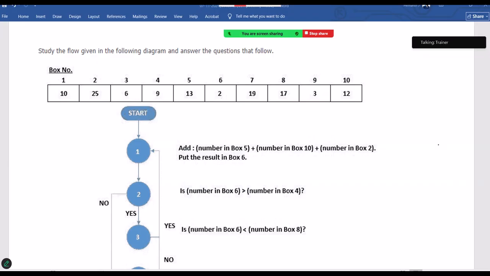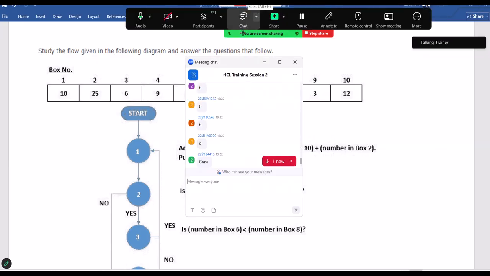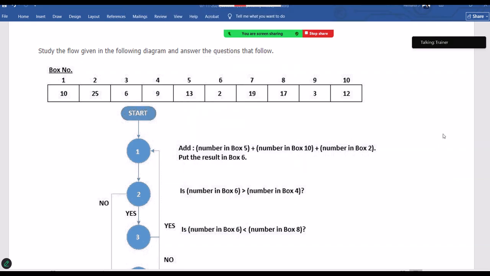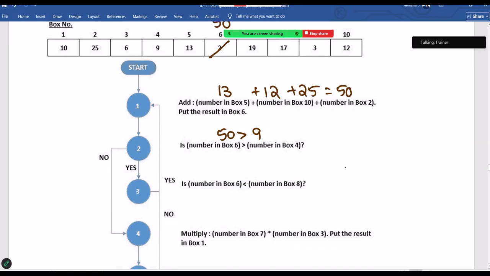Here, in the question, all box numbers are mentioned. First read the first line. Number in box 5 is 13. Number in box 10 is 12. Number in box 2 is 25. Add all these, the result is 50. It should be put in box 6. Box 6 is nothing but 50. Next, is 50 greater than 9? Because the number in box 6 is now 50. Yes or no? If it is no, we can skip and go to the fourth step. As it is yes, I have to continue. 50 greater than 9 is true.